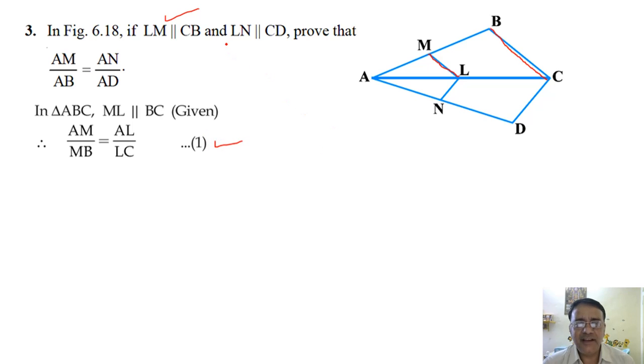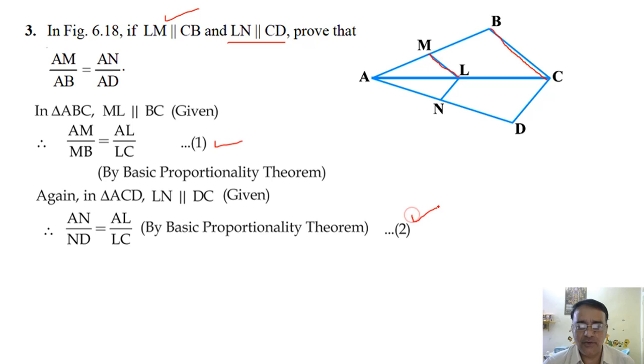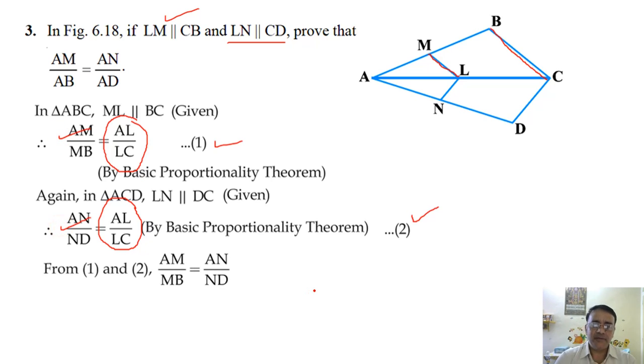Now we'll move toward the next set of parallel lines, that is LN parallel to CD. It belongs to which triangle? Triangle ACD. So again we will apply the basic proportionality theorem. So we'll get AN upon ND is equals to AL upon LC. So let it be equation number 2. Now in these two equations, the right hand sides of both the equations are same. So the left hand sides will be the same, that is AM upon MB is equals to AN upon ND.